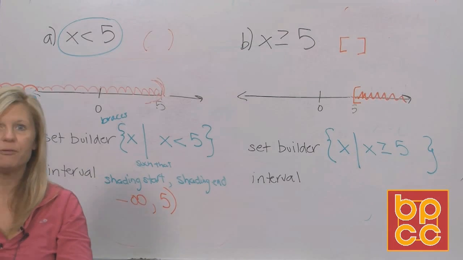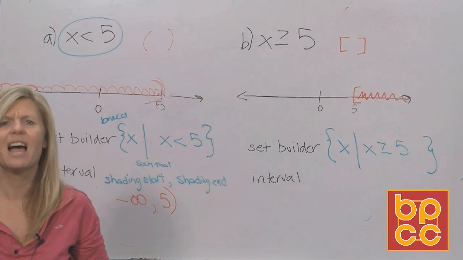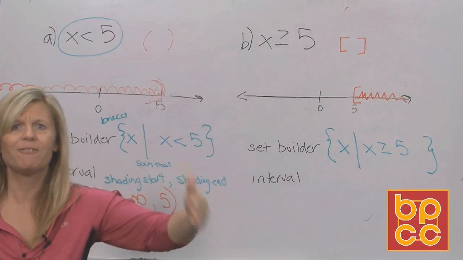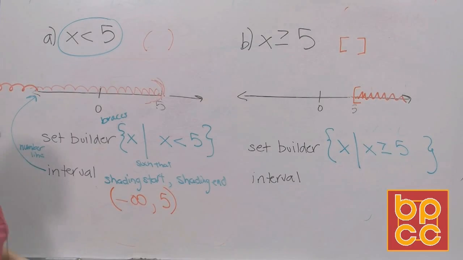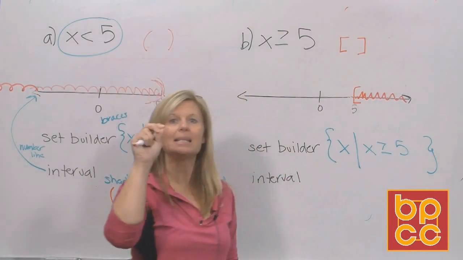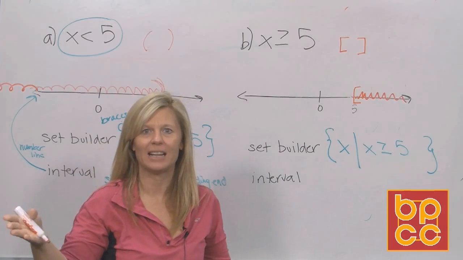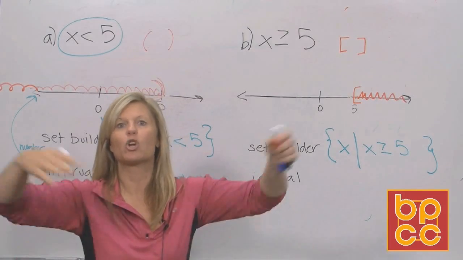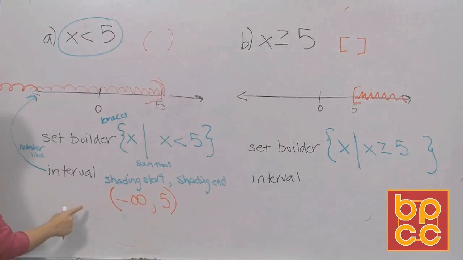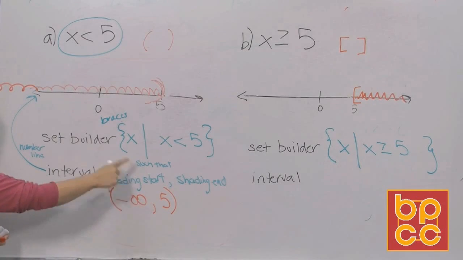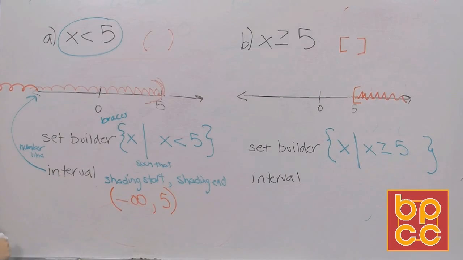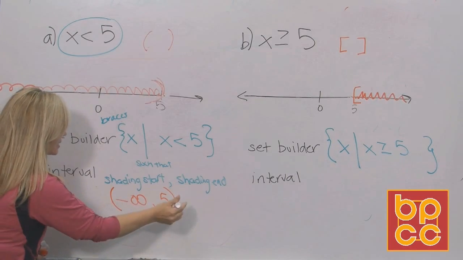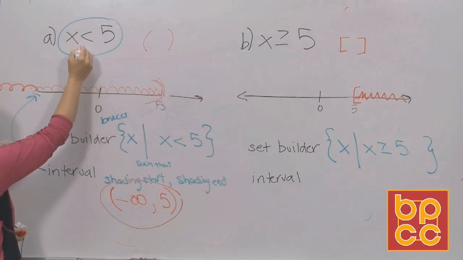Can you equal infinity? No, you can never equal infinity, because think about it. Infinity goes on forever and ever. So infinity will always get a parentheses. It can't get a bracket, because bracket means equals, and you can't equal infinity. That isn't a number. It's a concept that means going on forever. So write yourself a note. When we write an answer in interval notation and it has an infinity, whether it's positive or negative, it always gets a parentheses.